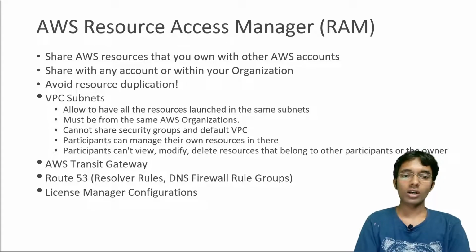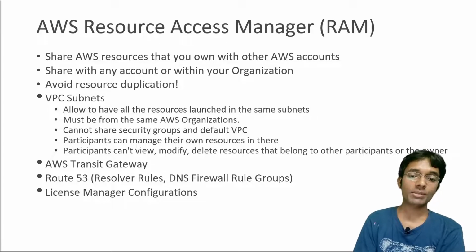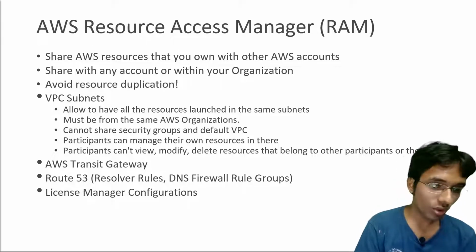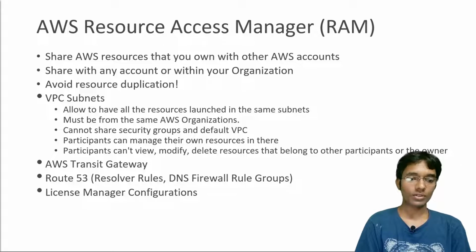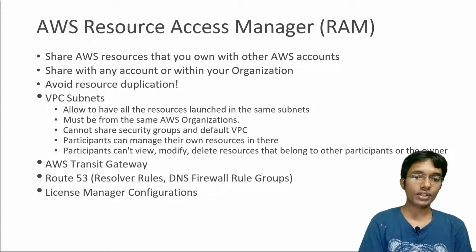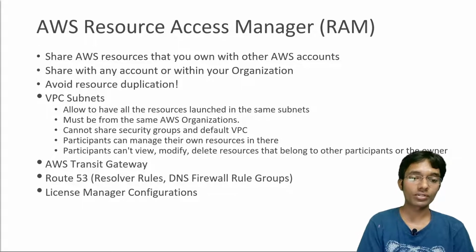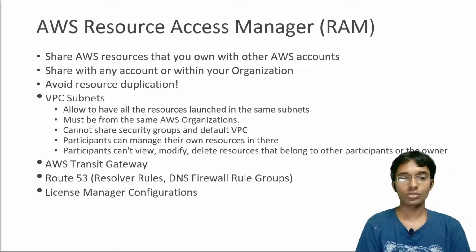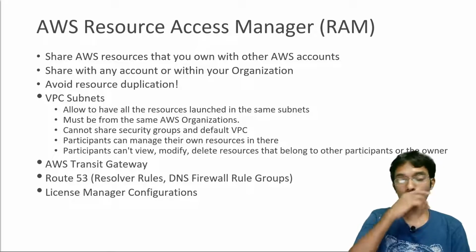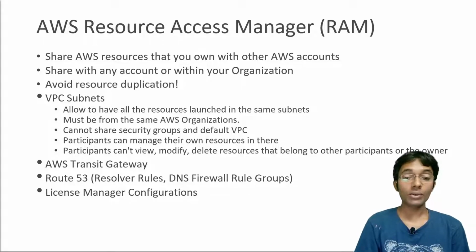Okay, so let's talk about the AWS Resource Access Manager, or RAM for short. You are going to share AWS resources that you own with other AWS accounts, and with this you can do it from any account or just accounts within your organization. This allows you to avoid resource duplication.